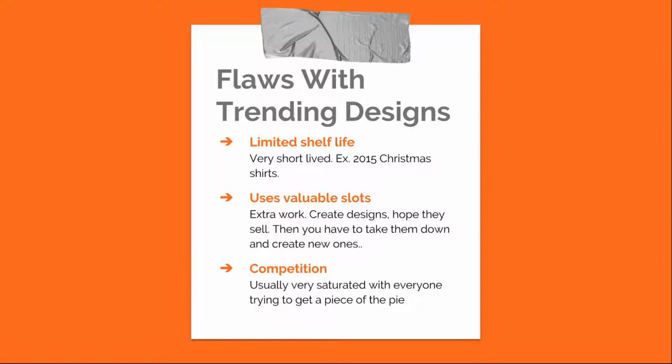Another issue with trending designs is that it just uses valuable slots. Now, if you know about Merch by Amazon, you understand the concepts of tiers. Once you're on tier 10, you can only have up to 10 products available. When you're on tier 25, you can only have 25 products available. So just imagine you fill up your slots with some trending stuff. That's going to be a lot of work. You have to create the design, hope they sell, and then once that event is over with, you have to take them down and create new ones. So that's what I'm saying. It just takes a lot of work.